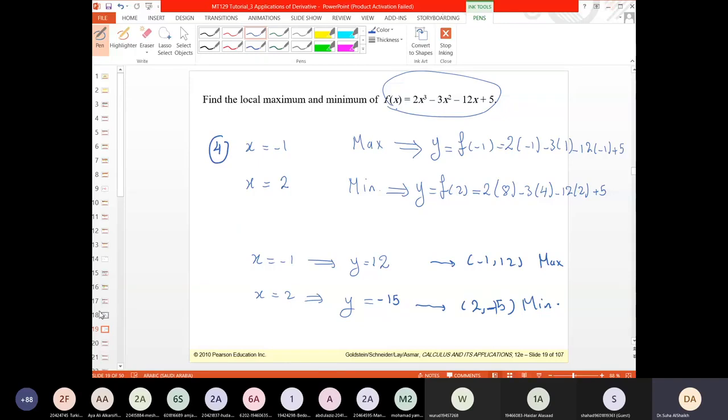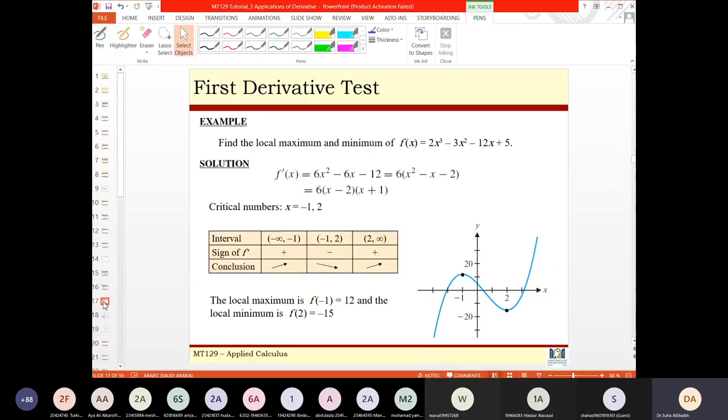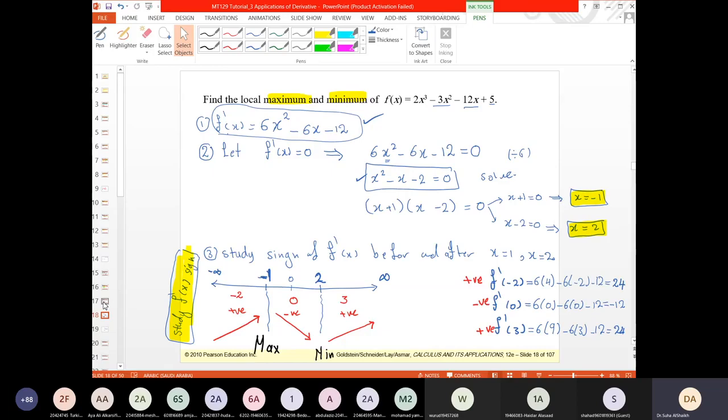So this is how we study the local maximum, minimum, and the increasing and decreasing. Number 1, we find f dash. Number 2, we let f dash equal to 0. Number 3, we study the increasing, decreasing before and after.